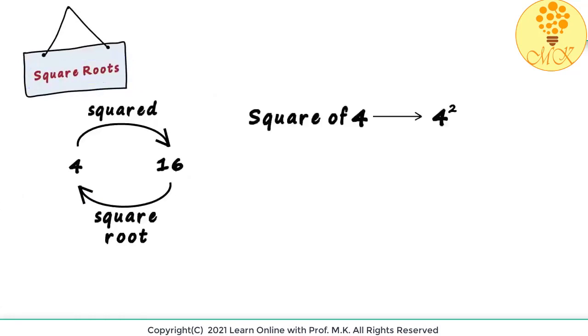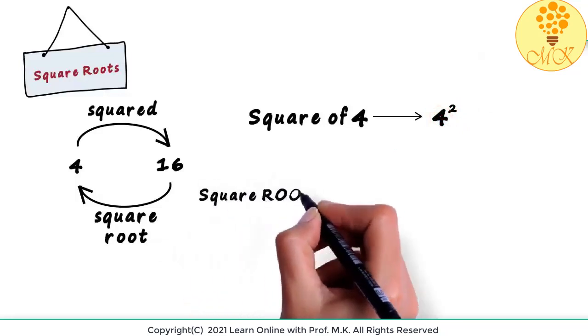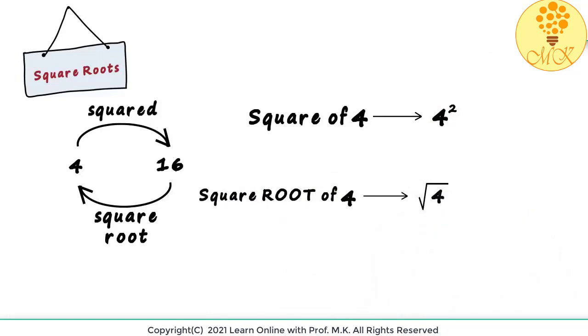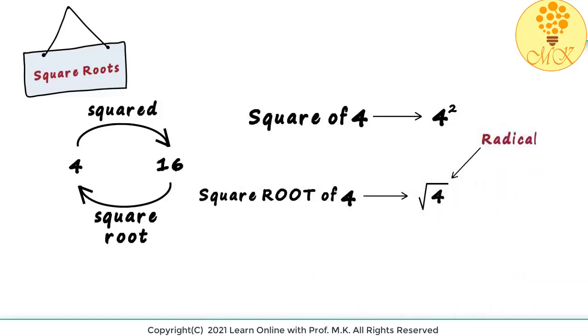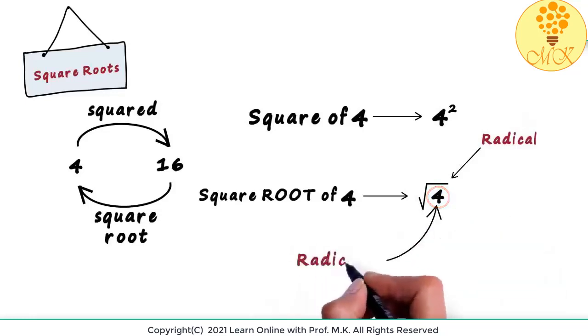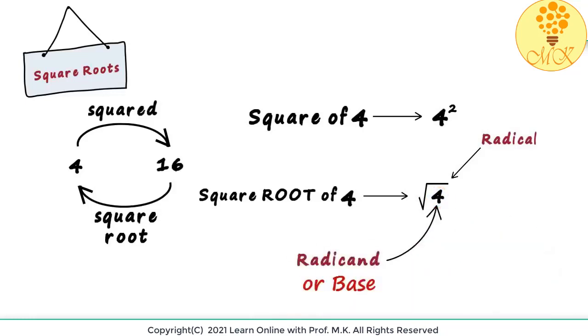This is how we would represent the square of 4: 4 raised to 2. 2 is called the power and 4 is the base. Now how do we represent the square root of 4? Well, this is how we write it. This symbol is called the radical or the square root, and the number inside this symbol is called the radicand or the base. That's the first thing we learned, how to represent a square root.